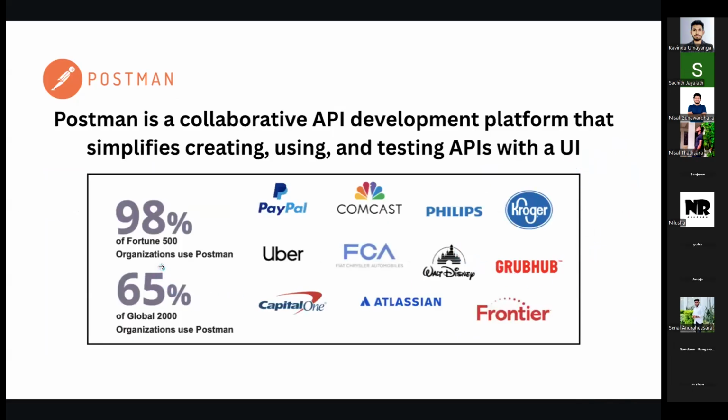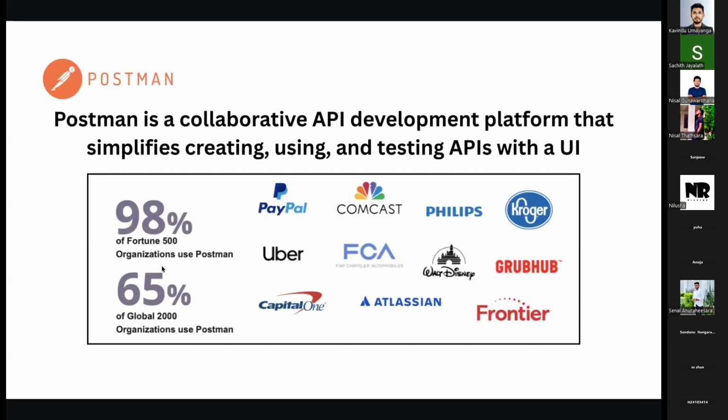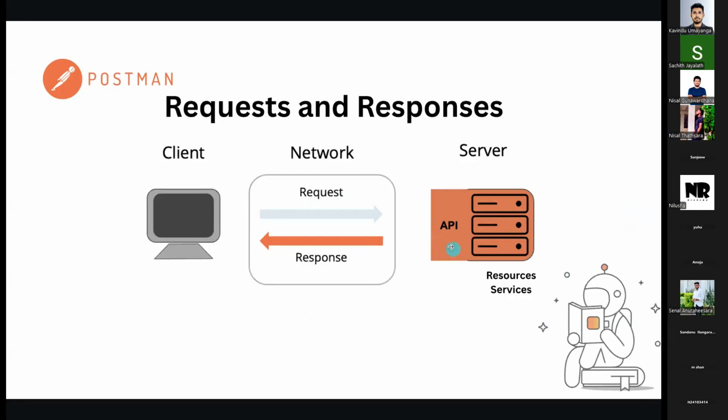Let me share some quick insights about Postman. Postman is a collaborative API development platform that simplifies creating, using, and testing APIs with a UI. And these days Postman is used by a lot of world famous brands like PayPal, Uber, and other brands as well. Right.